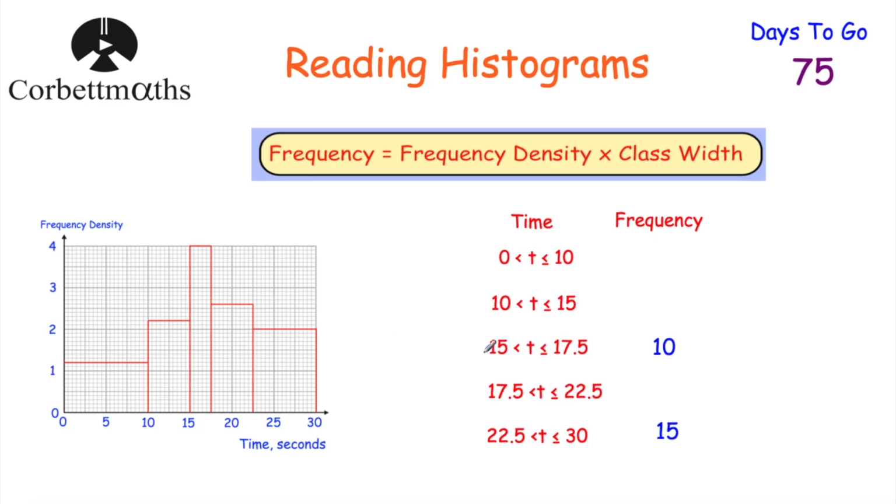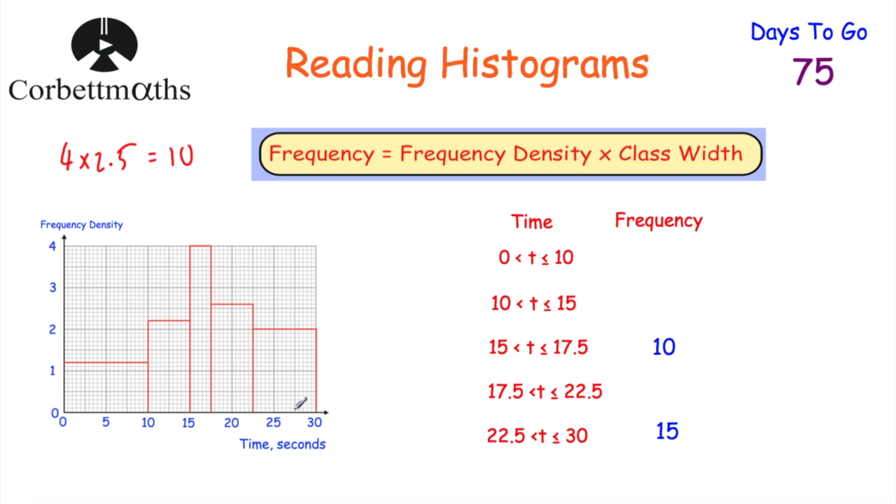If we have a look at this one, between 15 and 17.5, the class width there would be 2.5, because it's 2.5 wide. The frequency density of that bar is 4, and 4 multiplied by 2.5, the frequency density times the class width, would be 10. And as you can see, the frequency there is 10.